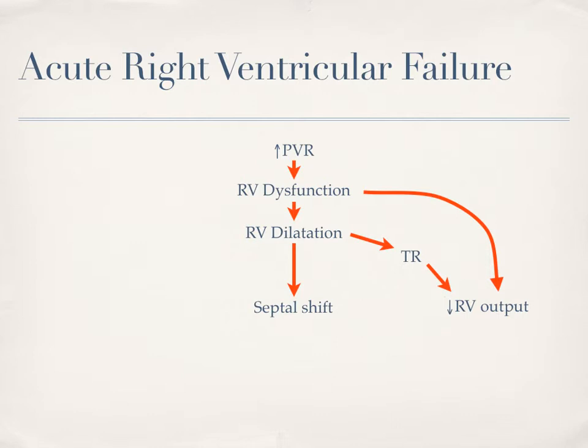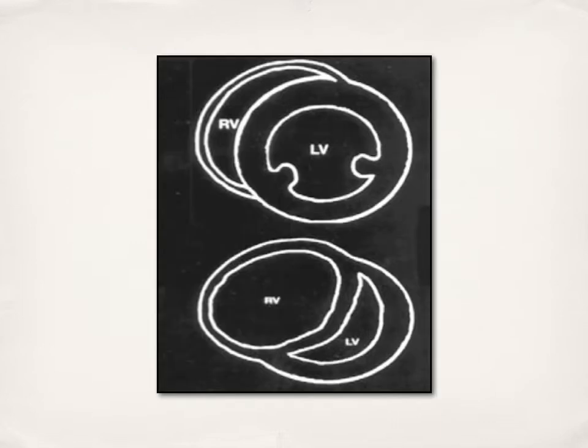The right ventricular dilatation is also going to cause some septal shift across towards the left ventricle. We'll look at a picture in a moment, but the shift of the septum into the left ventricle is going to impair the ability of the left ventricle to fill. It's going to impair the amount of preload that it can take, and also the fact that the right ventricular output is decreased is also going to impair the left ventricular preload.